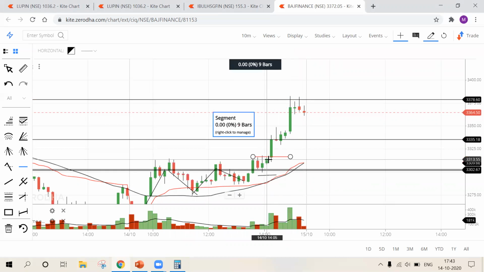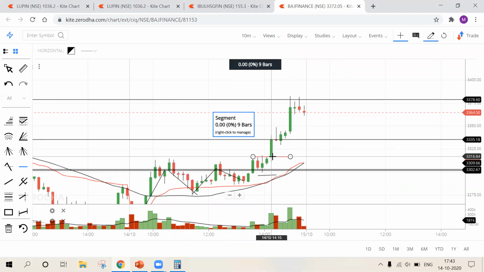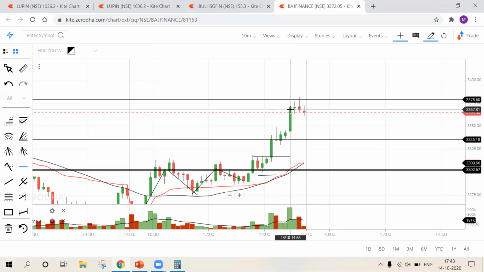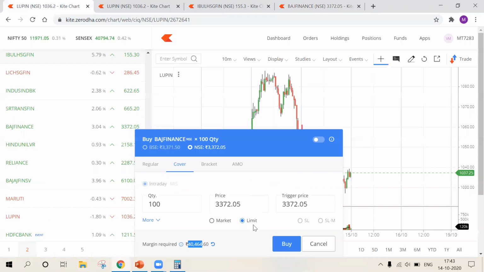In just how many minutes? From 2 to 2:55, in just 55 minutes. No, not from 2. My entry is here, which is 2:15. From 2:15 to 2:55, which is just 40 minutes. In 40 minutes, you will be gaining 6200 with the investment of 40k. That's how simple it is.